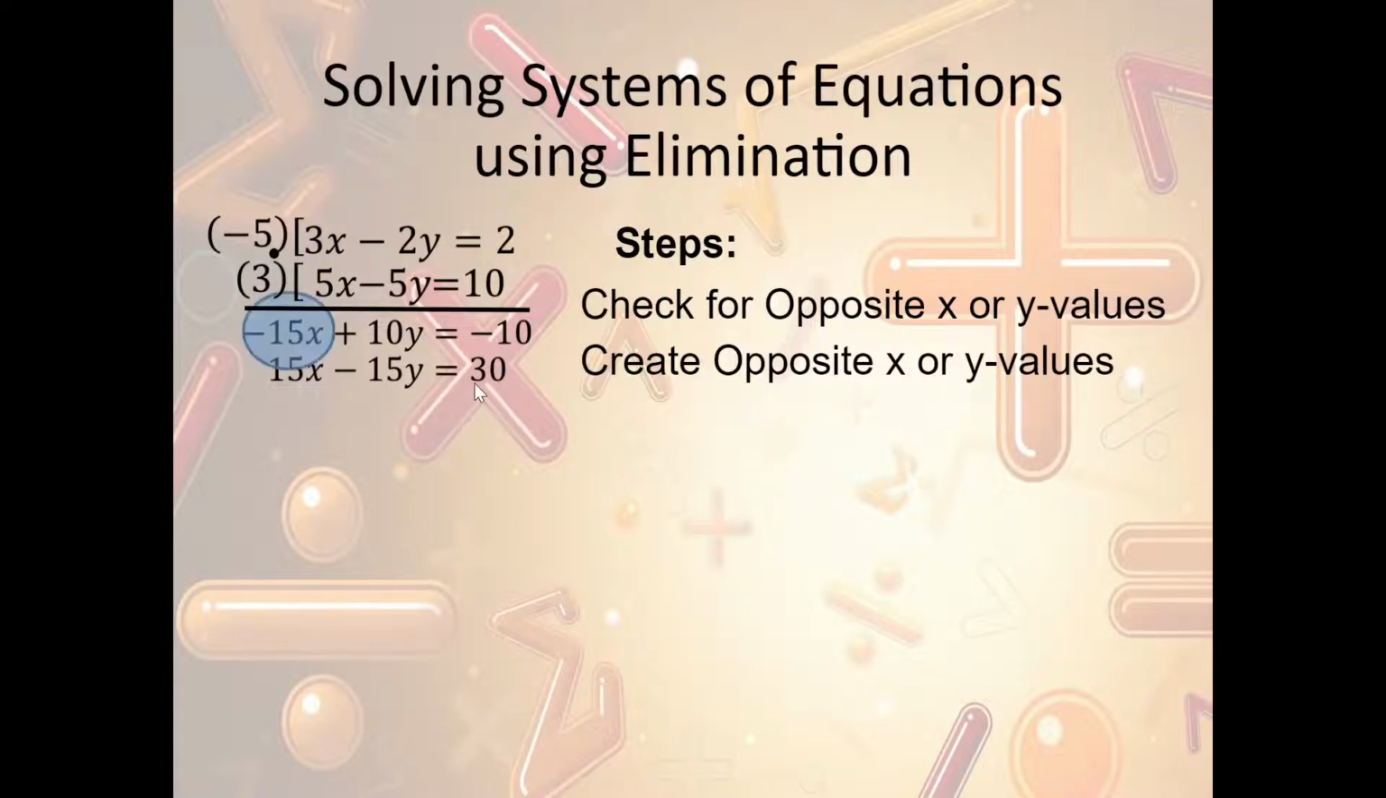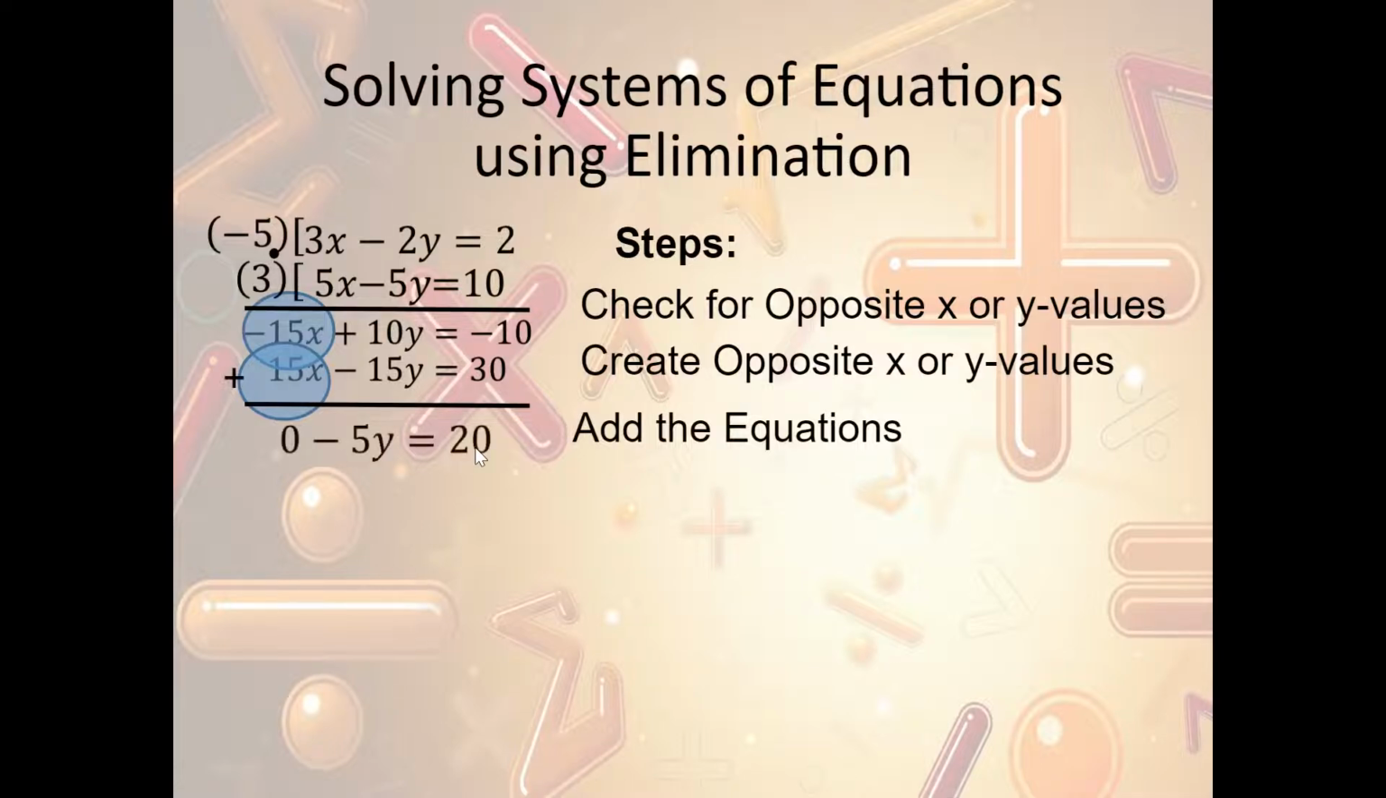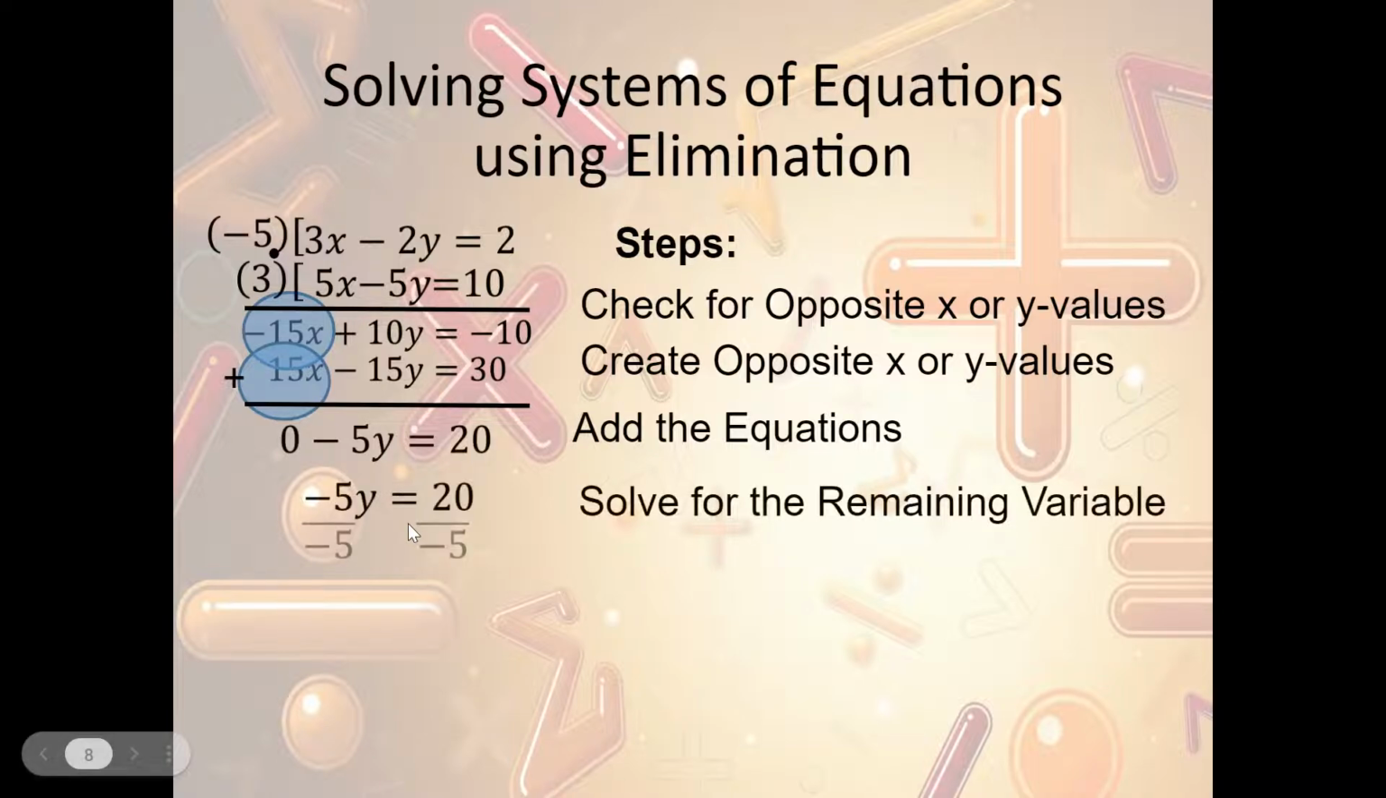Now I have opposites, so I can just go ahead and add them. The x's cancel out, and I'm left with 10y plus negative 15y, which is negative 5y. And negative 10 plus 30 is 20. So I'm left with negative 5y is equal to 20. I'm going to solve, divide both sides by negative 5, and I get y is equal to 20 divided by negative 5 is negative 4.